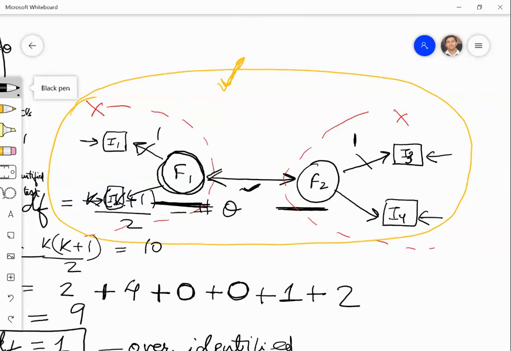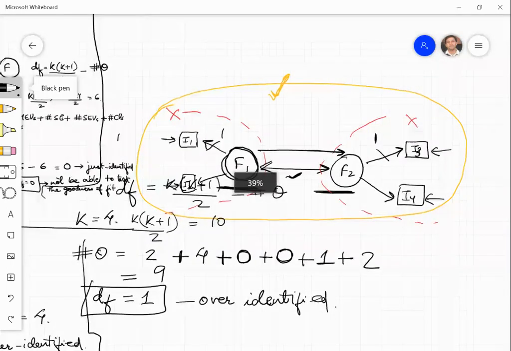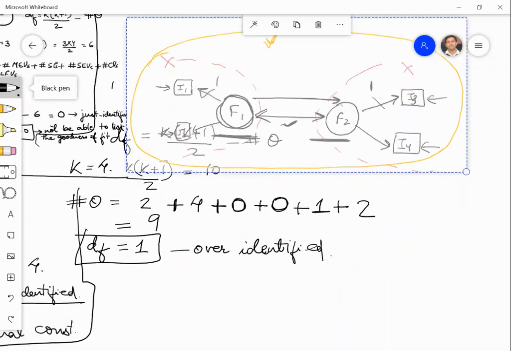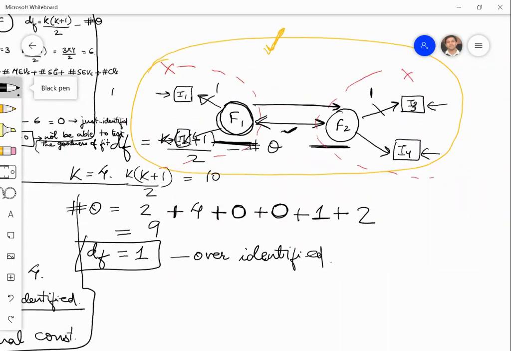If you had drawn this arrow, then there would have been only one independent factor, F1. But here you have modeled a double-direction arrow. And even if you had specified a single-direction arrow, your degree of freedom would not change. It would still come out to be 1. Yes, sir. Okay, sir. Thank you, sir.